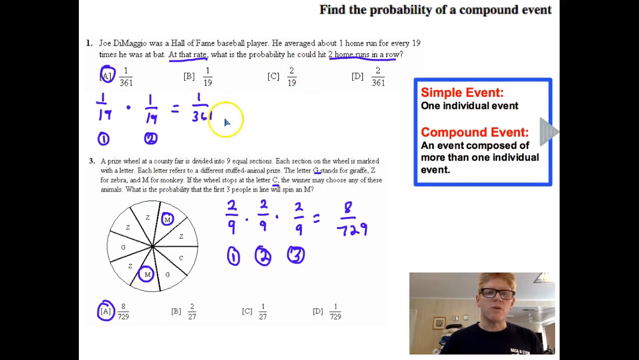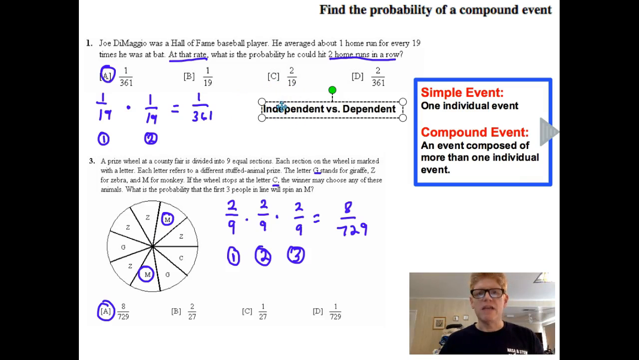Both of these events are what are called independent events. There are independent events and dependent events. An independent event is one in which the second event or the third event is not dependent on the first. So for example, rolling a die. If I roll a die one time and I want to get the number 1, I've got a 1 in 6 chance. If I roll it the second time, it's still a 1 in 6 chance. Roll it the third time, it's still a 1 in 6 chance. Those events are independent of each other.